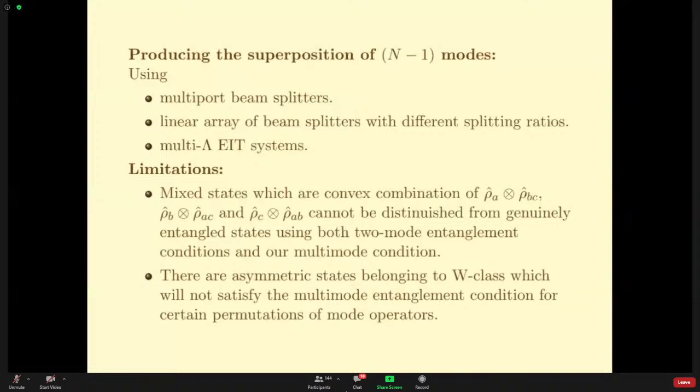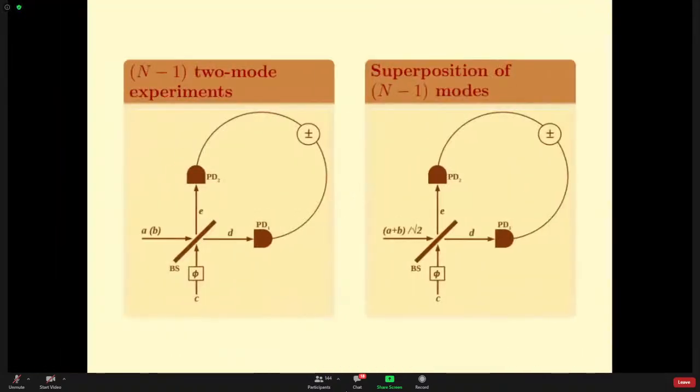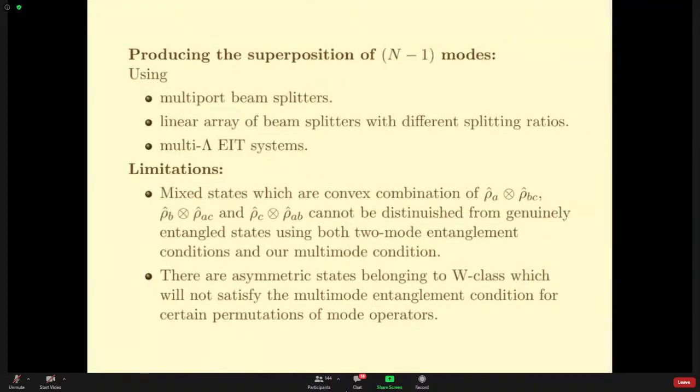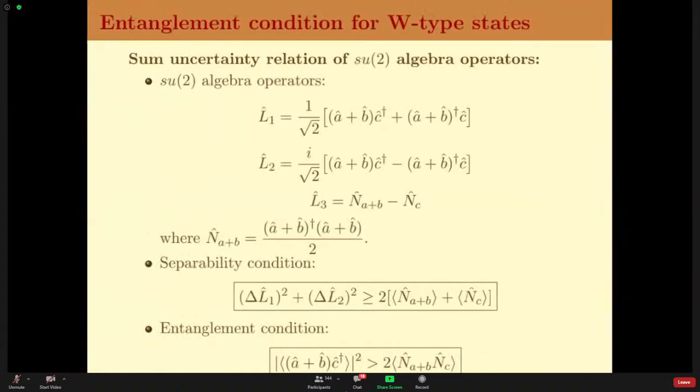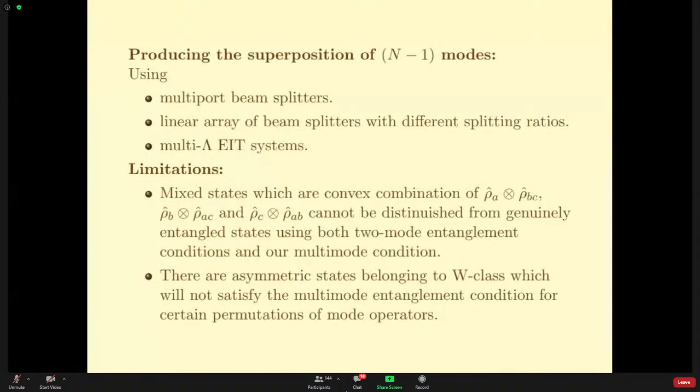And there are certain asymmetric states belonging to the W class which will not satisfy the multi-mode entanglement condition for certain permutations of mode operators. So in our condition, see this diagram. Here we have a superposition of A and B and the mode C here. Instead of this, we can have mode B here and A and C here, or mode A here and B and C here. So we can have any combination. So these results have to be changed accordingly. And certain asymmetric states belonging to the W class won't satisfy this condition for certain permutations of mode indices or mode operators. So we have addressed this issue in our current research work, and we have given a solution to this problem.